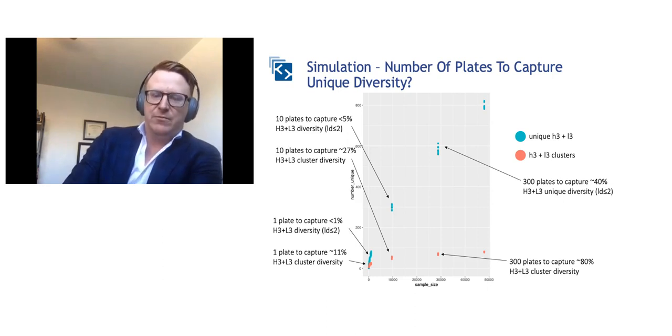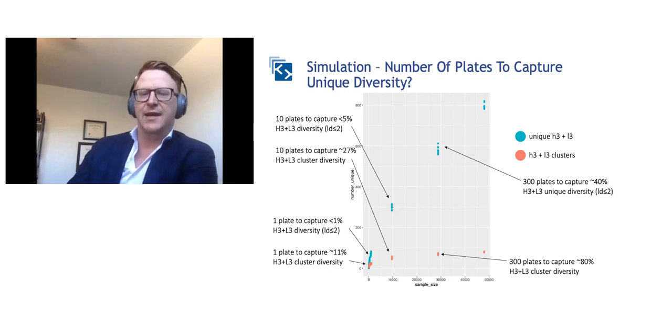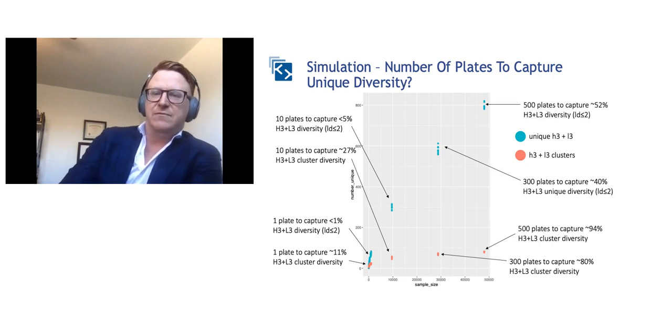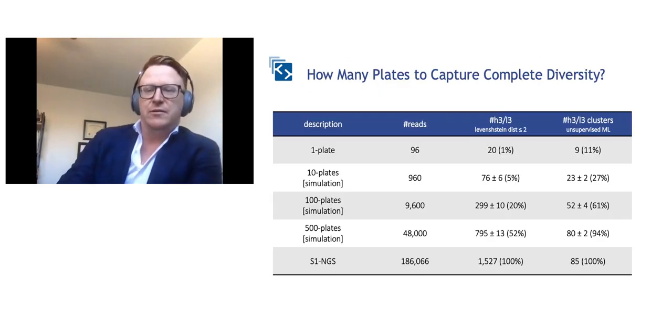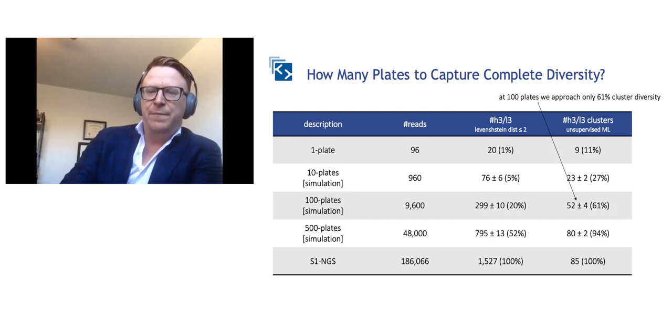At 300 plates, we're pretty satisfied, but again, considering a single plate costs close to about $1,000, is this efficient for the purposes at hand? You are approaching up to 80%, which is fairly good, but it comes at a higher cost. And obviously at 500, you're approaching that 94% range in the H3L3 clusters. This is just a different way, a table format, of the previous plot. But at 100 plates, we approach about 61% of the cluster diversity and only about 20% of the H3L3 clone diversity.